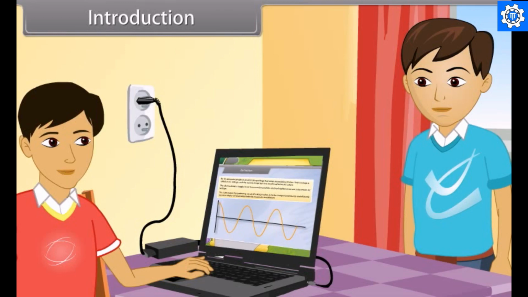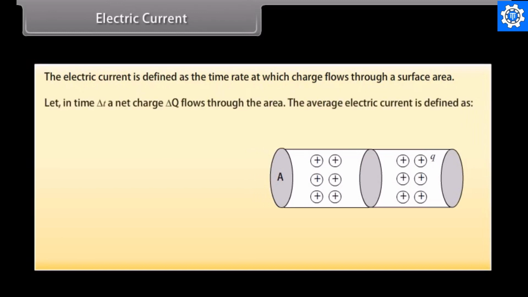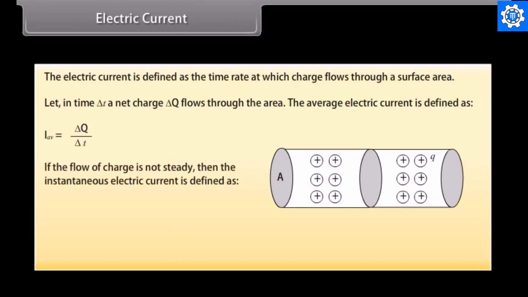Children, today we will study alternating current. Electric current. The electric current is defined as the time rate at which charge flows through a surface area. Let in time delta t, a net charge delta q flow through the area. The average electric current is given by delta q upon delta t. If the flow of charge is not steady, then the instantaneous electric current is given by dq upon dt.